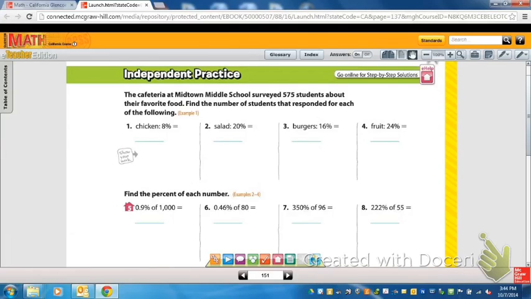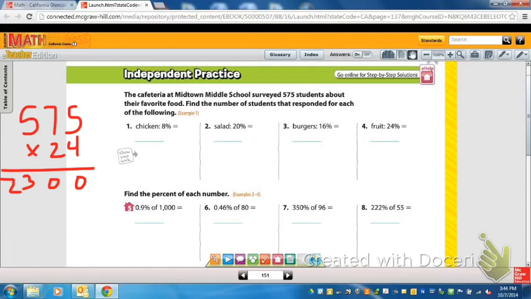24% would become 0.24. So we're going to go 575 times 24. So we're going to go 4 times 575 is 2,300. Add your 0, and then 575 times 2.